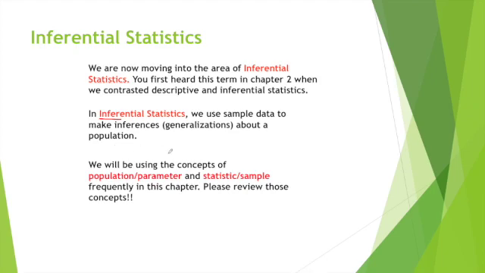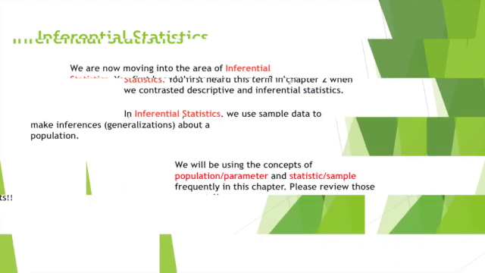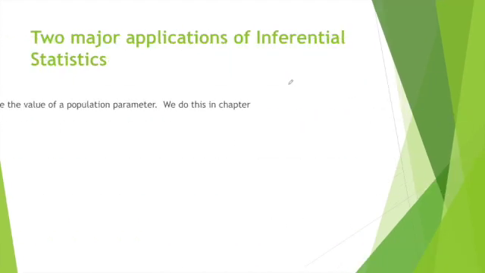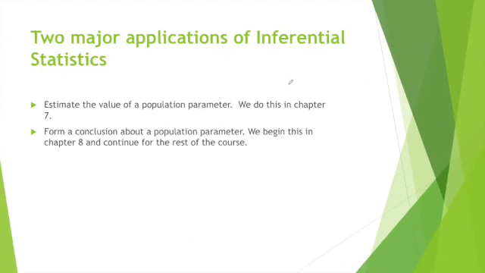It's important to remember that when you have a population, it has a parameter, and when you take a sample, that's going to have a statistic. If you aren't familiar with those concepts, go back to chapter 2 and take a peek. There are two major applications of inferential statistics. One is to estimate a value of a population parameter. That's what we're going to do in this chapter. In the next chapter, we're going to form a conclusion about a population parameter.